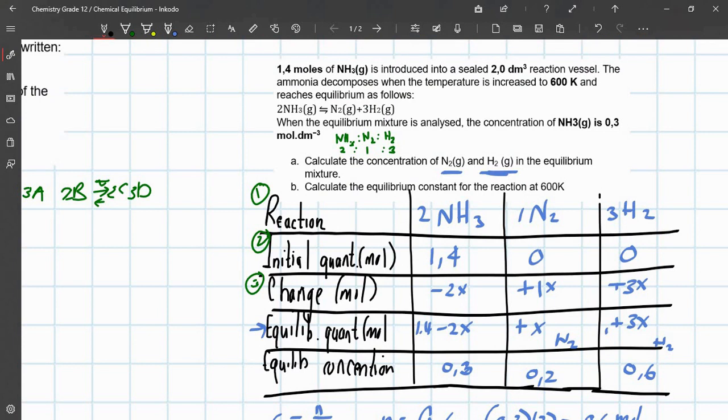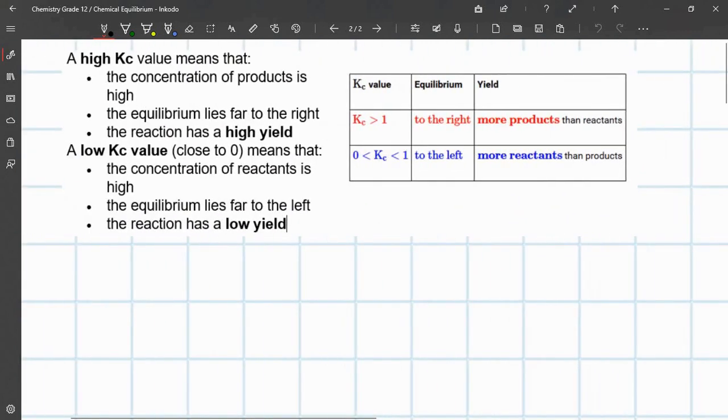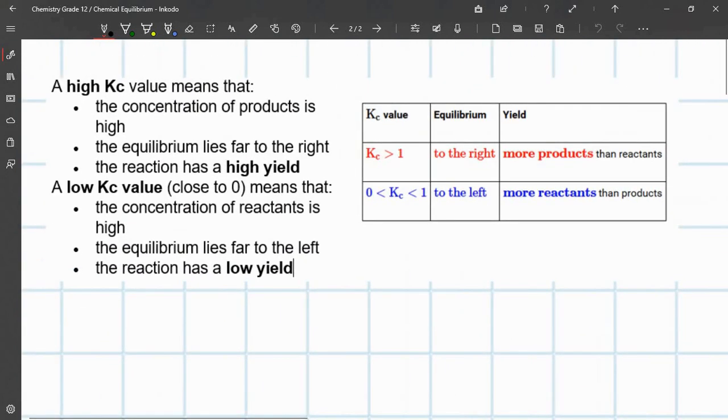There's one more thing I want to cover: what does the equilibrium constant actually mean? I have a bit of information here about that. If you have a high equilibrium constant, greater than 1, it means the equilibrium lies to the right and there are more products than reactants. There's a high concentration of products and a high yield. If the equilibrium constant is low, close to 0, it means the concentration of reactants is high, the equilibrium lies far to the left, and the reaction has a low yield.